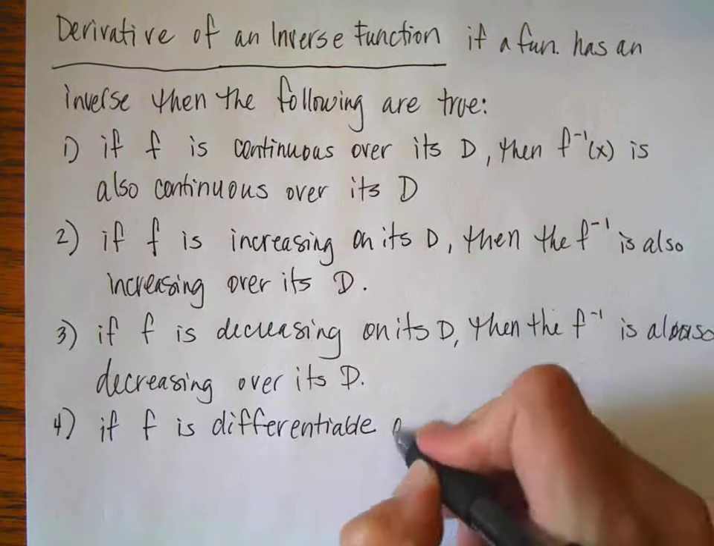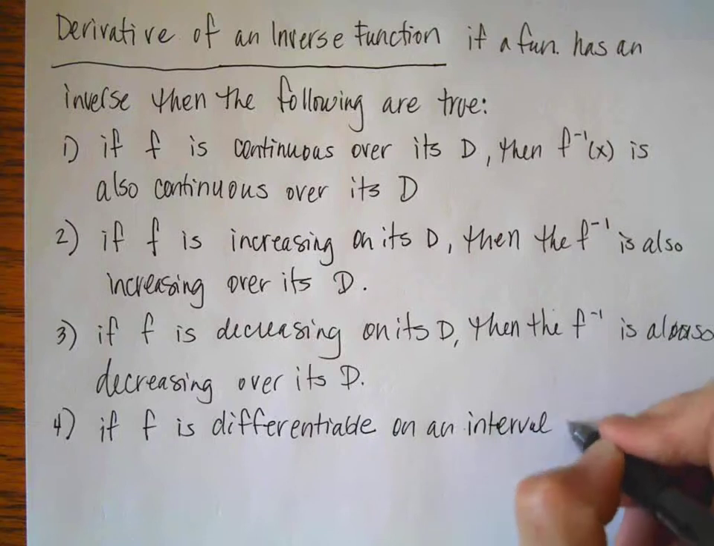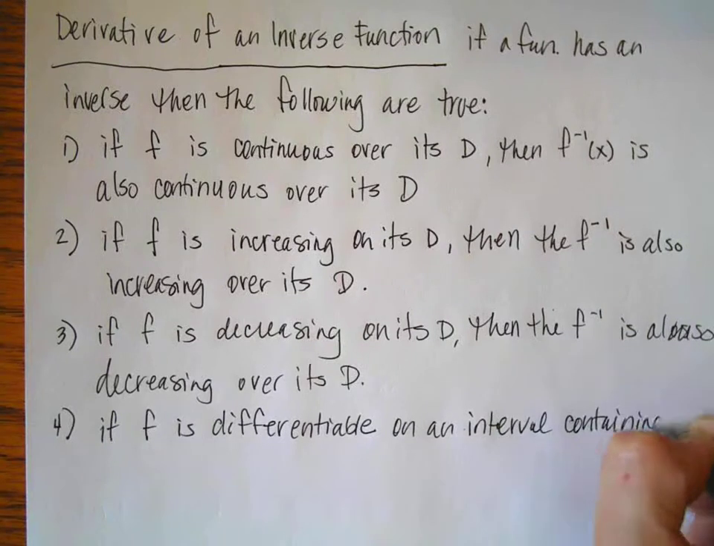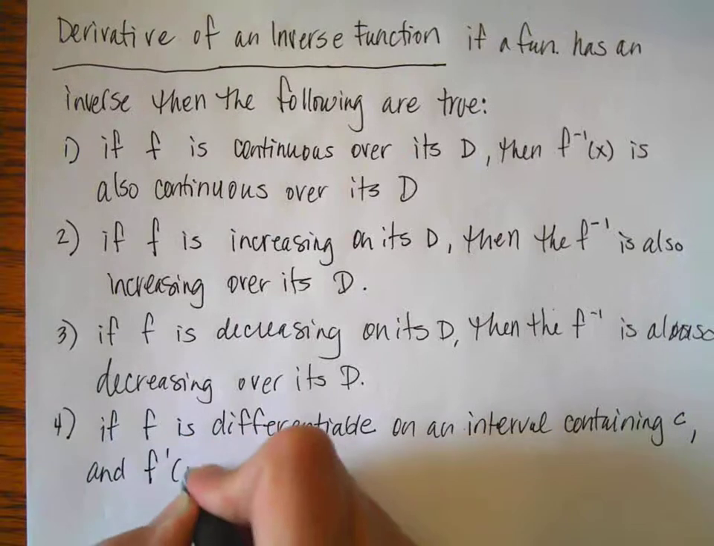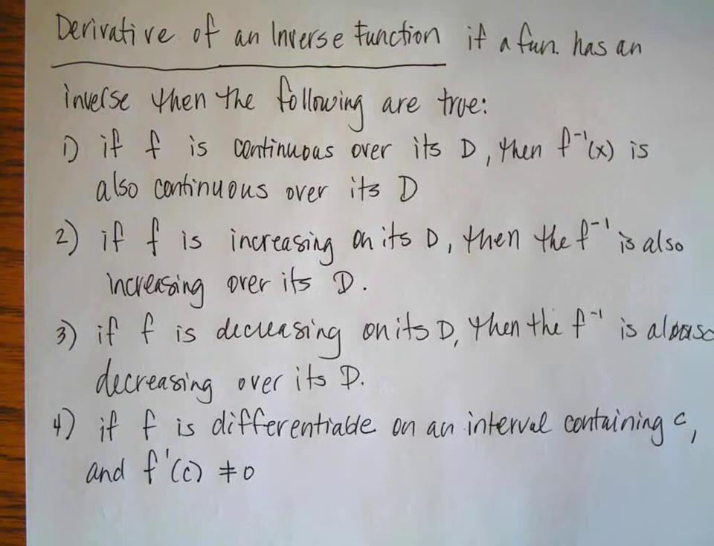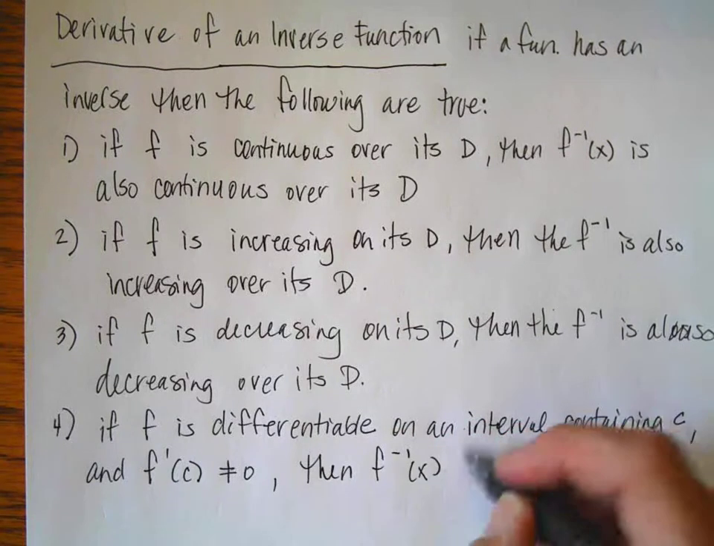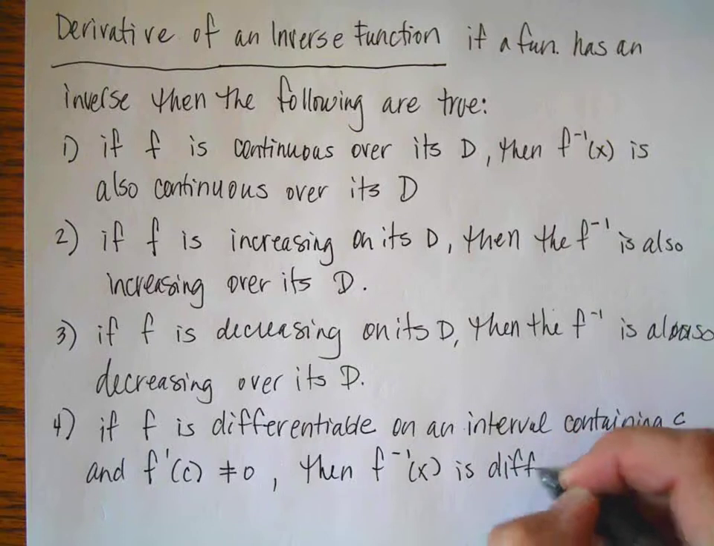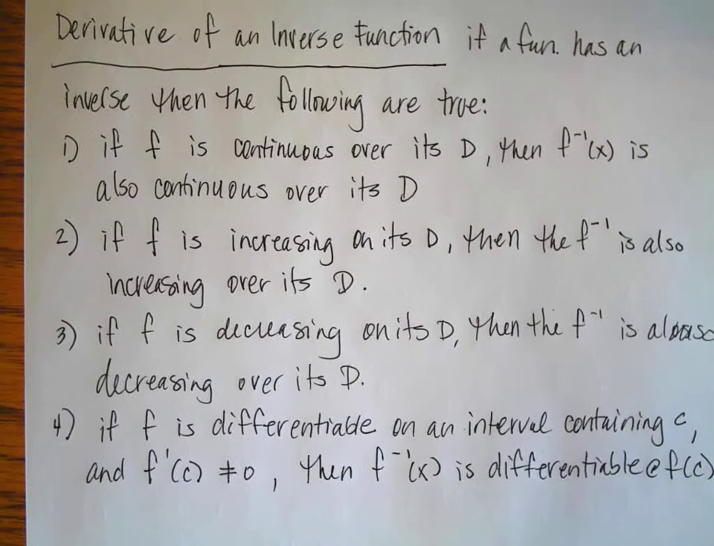an interval containing c, okay, and so it would be an interval containing c, and the derivative at c isn't 0, so I don't have a horizontal tangent at c, then I know that the inverse is differentiable at f of c, okay?